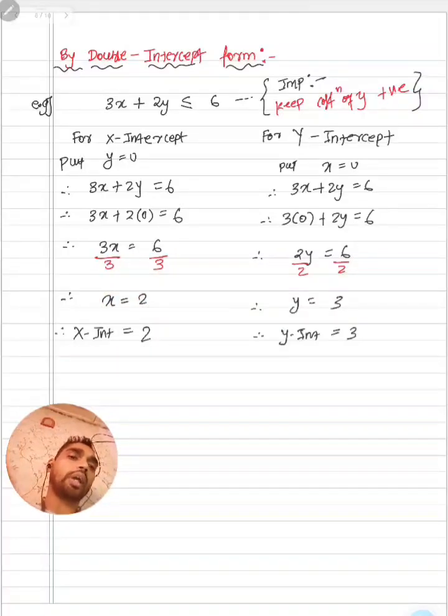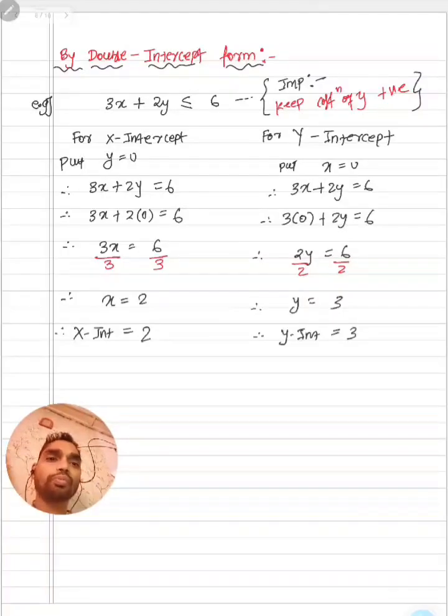As it is, you need to calculate the y-intercept. Same procedure, you need to put x equal to 0. Anything times 0 becomes 0. Then what is left, 2y equal to 6. To calculate y, divide by 2 on both sides. Then y is equal to 3, that is nothing but the y-intercept.